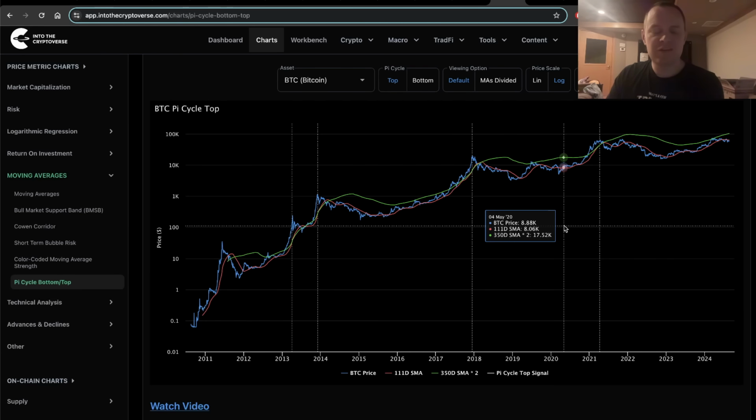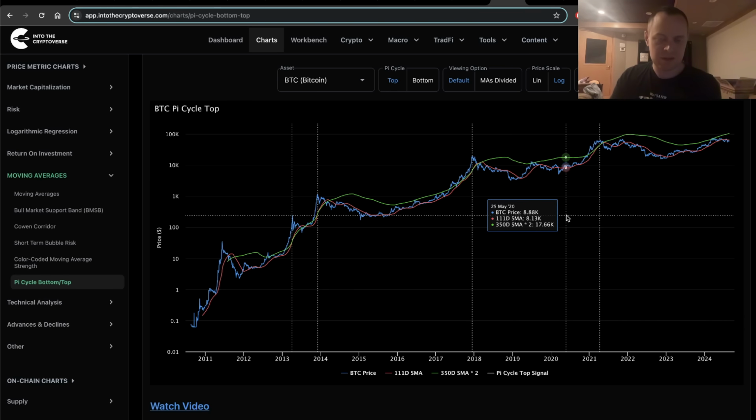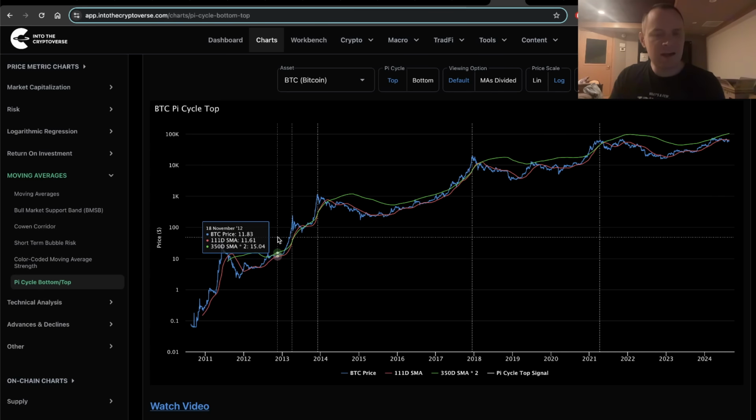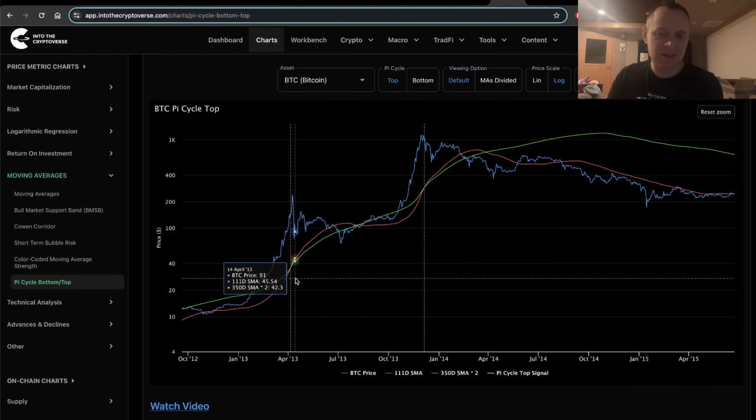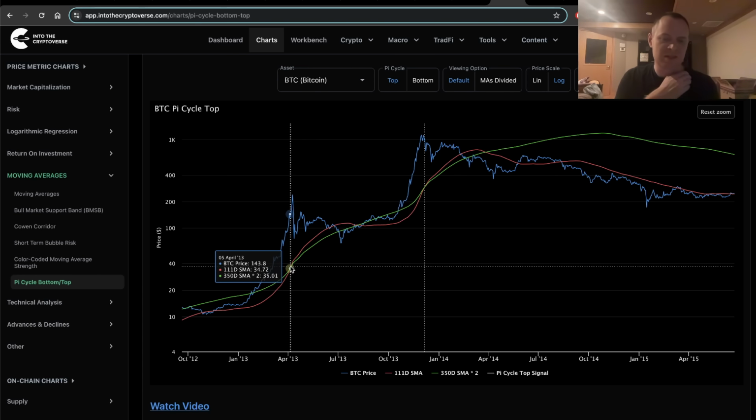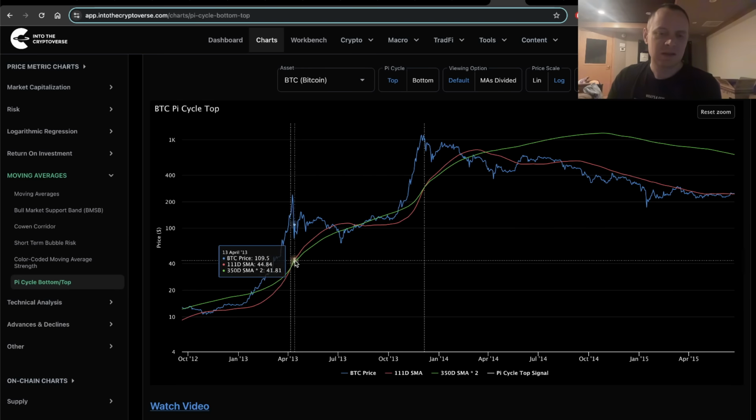Now, there's something I mentioned, and it warrants revisiting. Essentially, it goes something like this. If you look at every time these moving averages have crossed before, you'll notice the time frame of them crossing, how long the shorter moving average is above the longer one, the amount of time it takes has been decreasing, right? Back over here in 2013, and again, it's 2 times the longer moving average, not just that longer moving average, right?